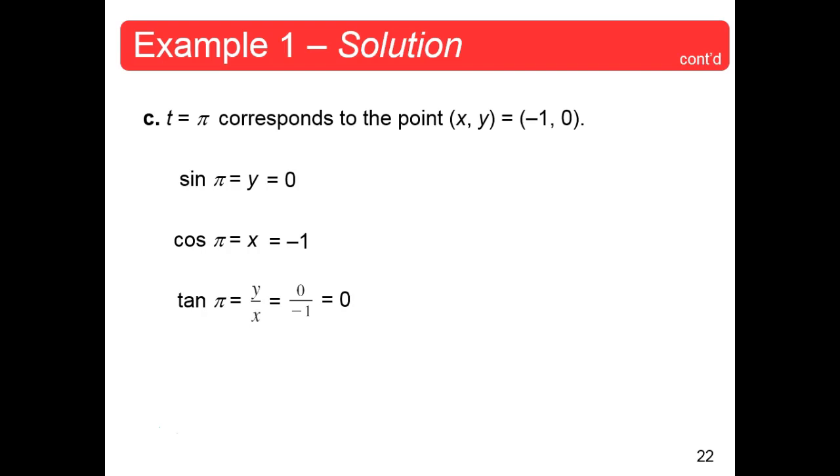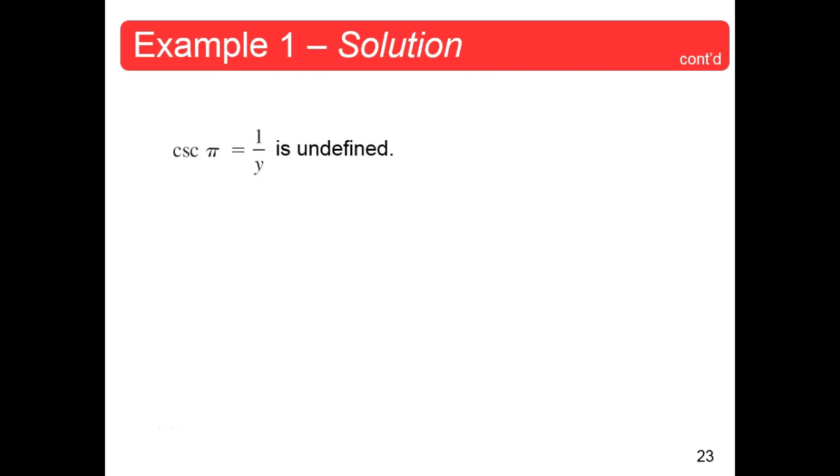1 over 0. 1 over sine. Can't do it. Undefined. Perfect. And cosecant of pi would then be 1 over x, which would be 1 over negative 1, which is negative 1. And then the cosecant of pi is the r over y, which is negative 1 over 0, totally undefined. All right, good deal.